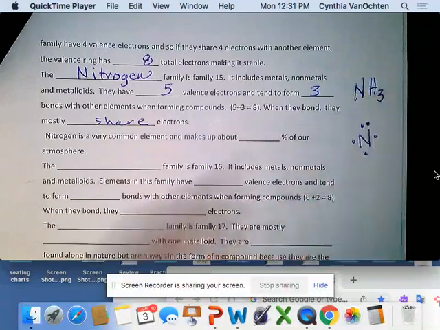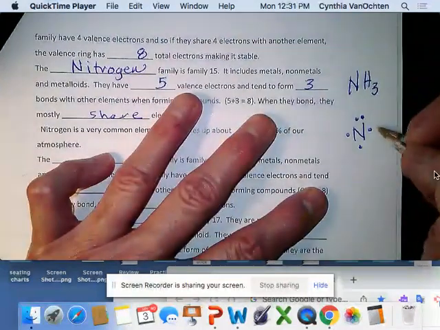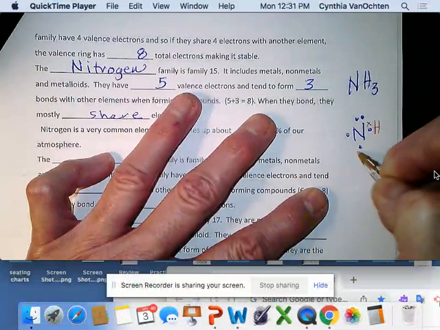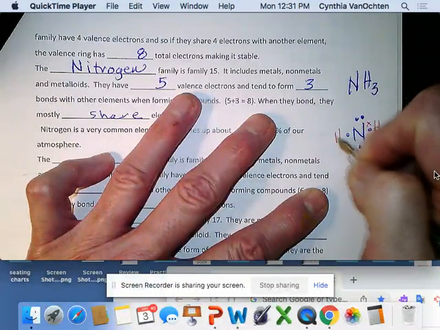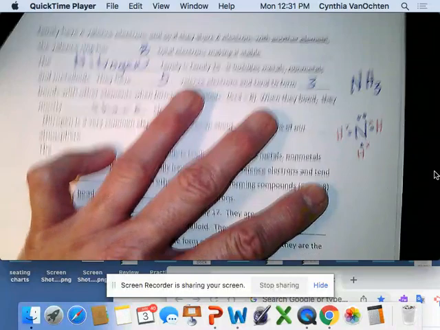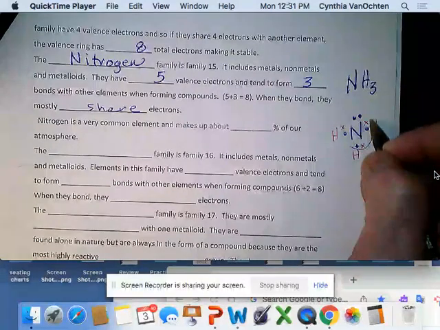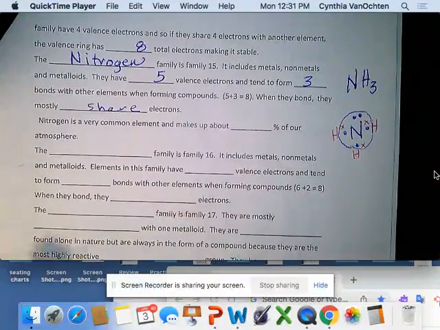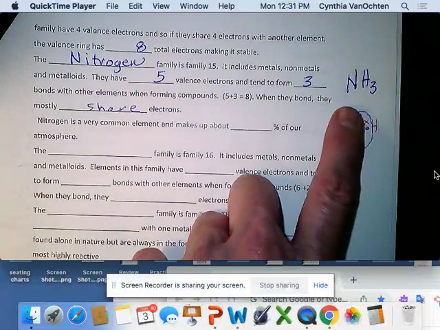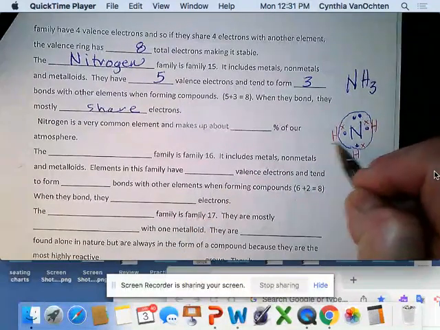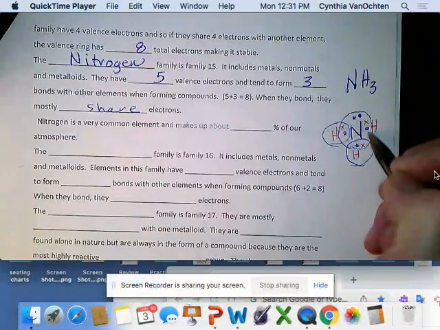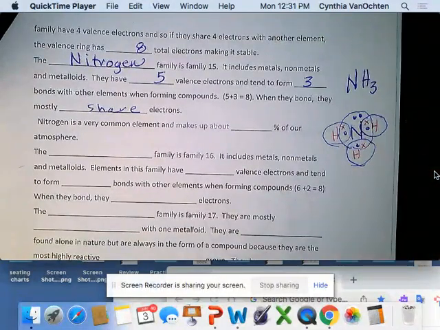Hydrogen is in column 1, so it has 1 valence electron, which I'm going to draw with an X, so you can tell the difference. Again, you can see why this would make both elements stable. When nitrogen hugs the electrons, it gets 8 electrons in its valence ring: 2, 4, 6, 8. When each of the hydrogens hug them, they get 2. The first ring, which is all hydrogen has, can only hold 2 electrons. So again, they're more stable together than they are alone, and that's why atoms bond with each other.